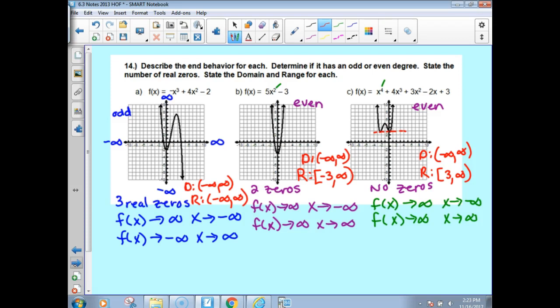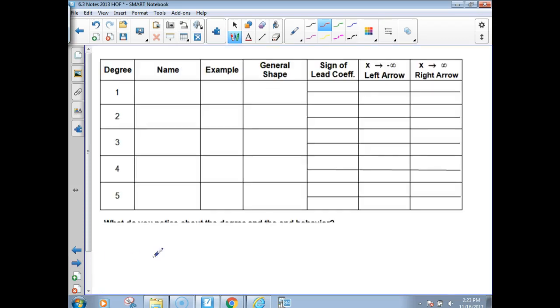All right, now we're going to do a big summarization. Okay, let's go real quick over here to the right side. What does this mean? X approaching negative infinity. What side's that? That's on the left. Okay. And as x approaches infinity, that would be on the right. Okay.